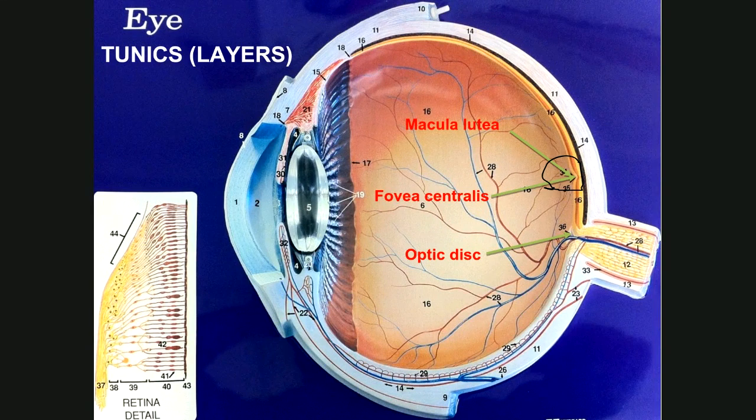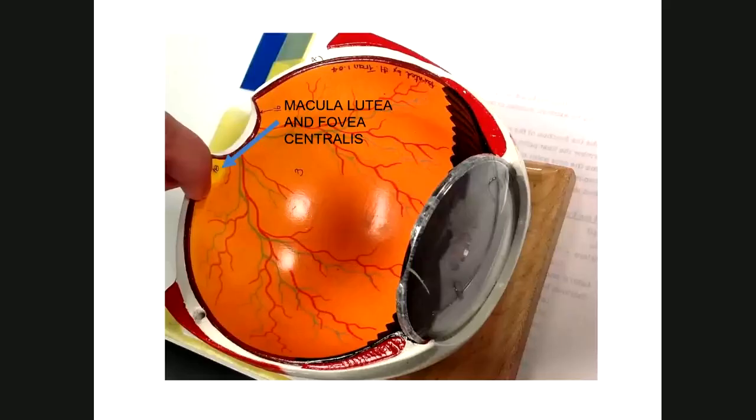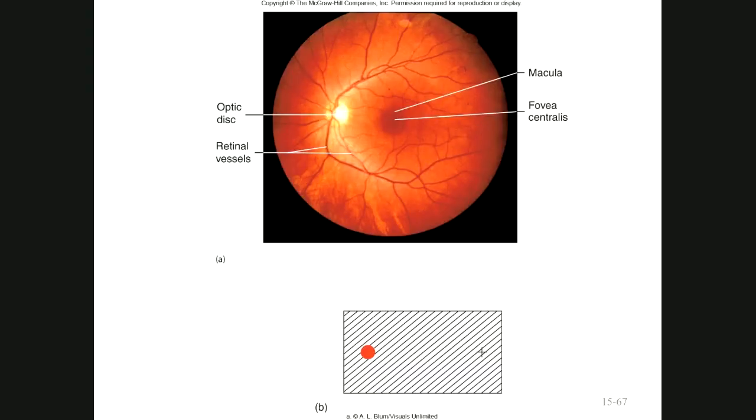Around the outside edges is called the macula lutea. Macula means big and lutea means yellow. It's a big yellow spot. And there it is right there. That's the macula lutea right there. Look how different it looks than the rest of this person's eye.